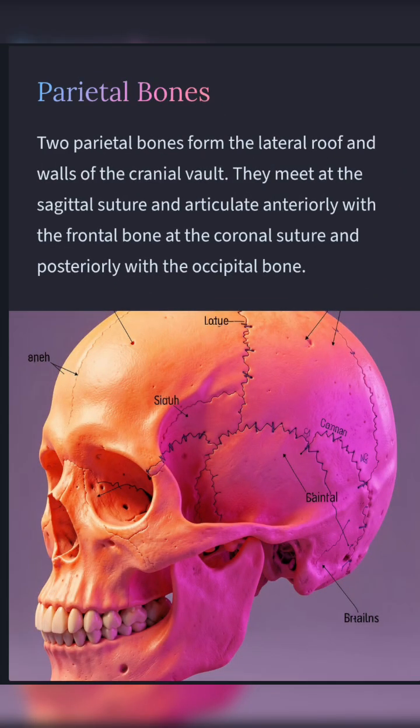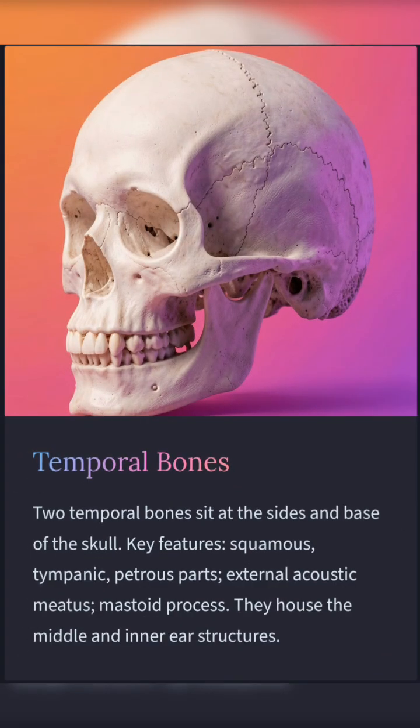Parietal bones. 2 parietal bones form the lateral roof and walls of the cranial vault. They meet at the sagittal suture and articulate anteriorly with the frontal bone at the coronal suture, and posteriorly with the occipital bone. Temporal bones.